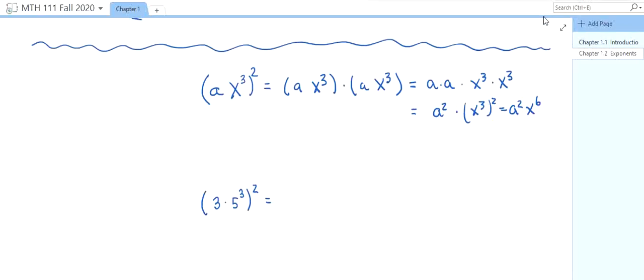The squared, each term in here needs to be squared. So the a needs to be squared and the x needs to be squared. So each term in here needs to be squared. We've got 3 squared times 5 cubed squared equals 9 times 5 to the 6th. And you could work out what 5 to the 6th is and multiply it by 9 on your own.